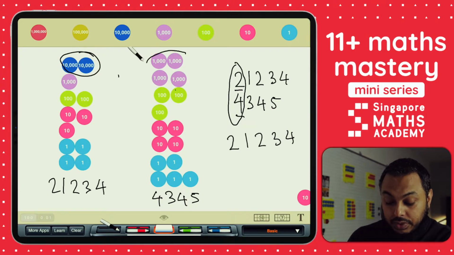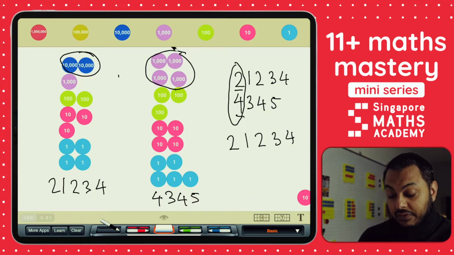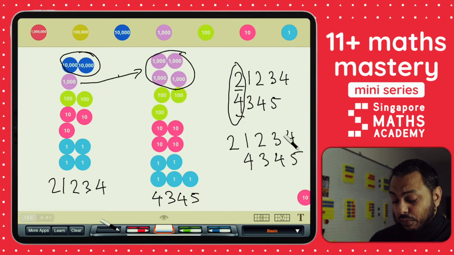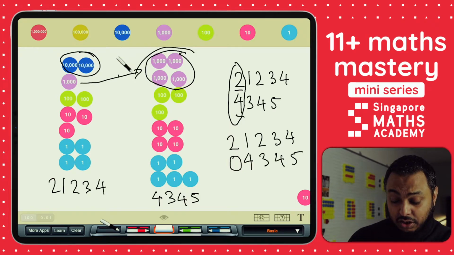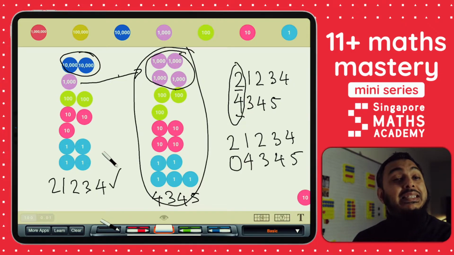And the 4 in the 4,345 is 4 lots of thousands. So this 4 was in the wrong column before. And so when we write it out again, 4,345, we get to see that 4,345 has 0 lots of 10,000s. You can't see any 10,000s in here, right? And so 2 lots of 10,000s is greater than 0 lots of 10,000s. So therefore 21,234 is a large number.